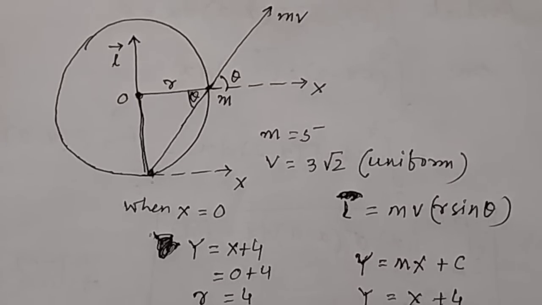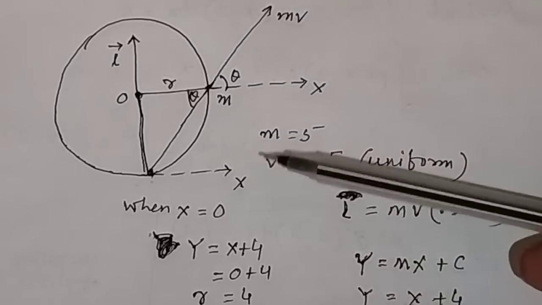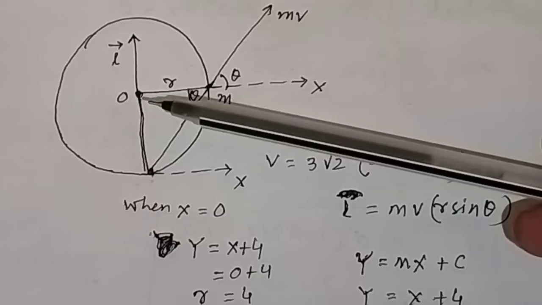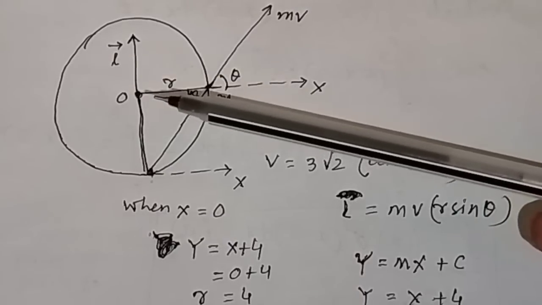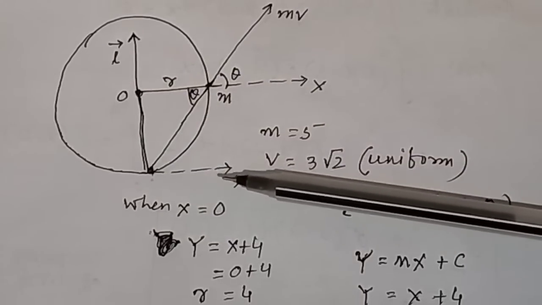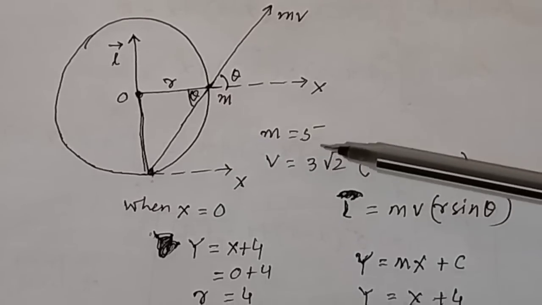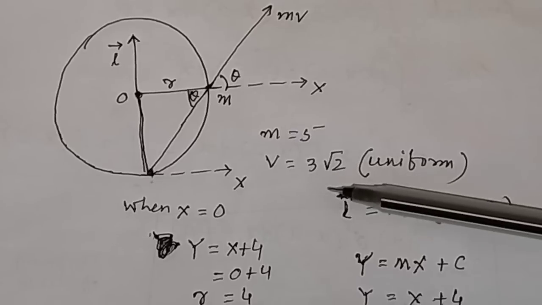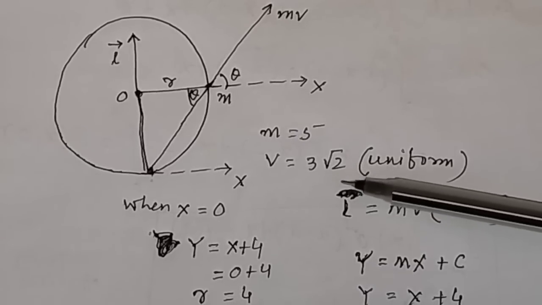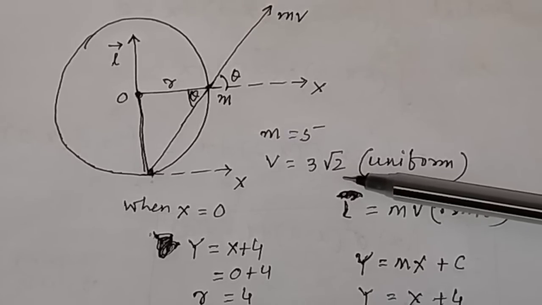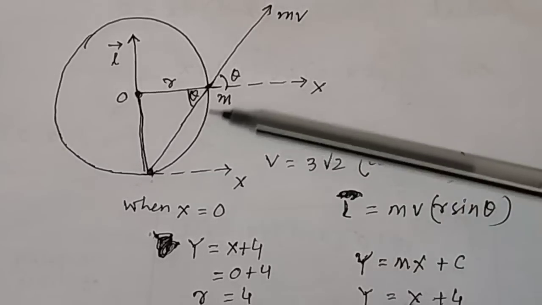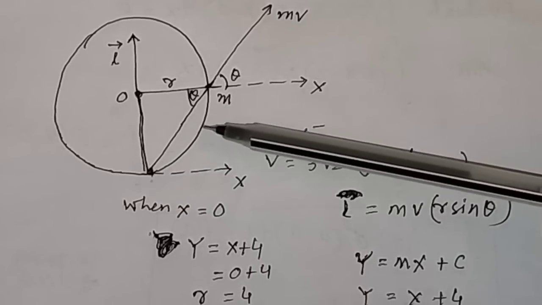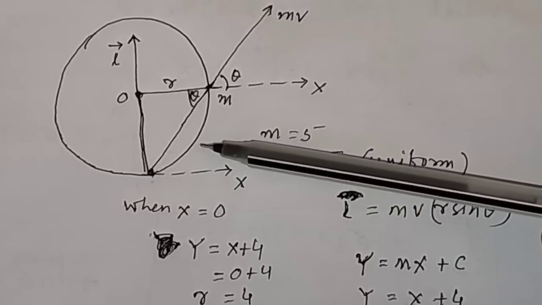In this problem, the particle is moving in the XY plane, that is, in the plane of the paper. The angular momentum is along the line perpendicular to the plane of the paper. It is given that the mass of the particle is 5 and it is moving with a uniform speed v equal to 3 root 2 in the XOY plane, along the line y equal to x plus 4.